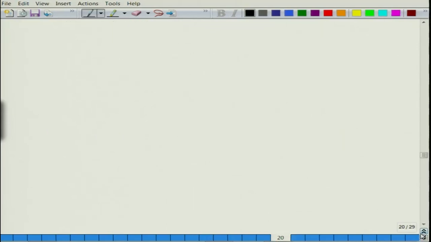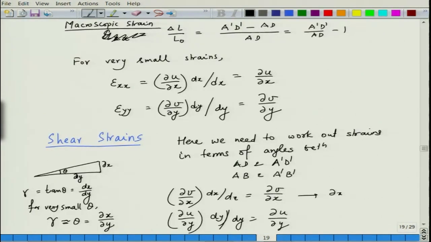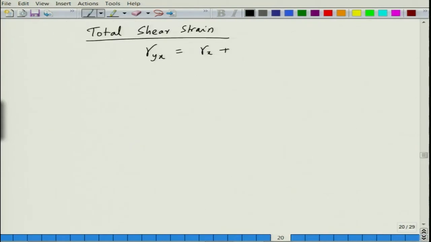So, the total shear strain then in that case, which is gamma of y and gamma of x. So, this is gamma x, this is gamma y. So, this will be equal to gamma x plus gamma y and this will be equal to del v by del x plus del u by del y and this is also equivalent to let us say gamma x y, okay.